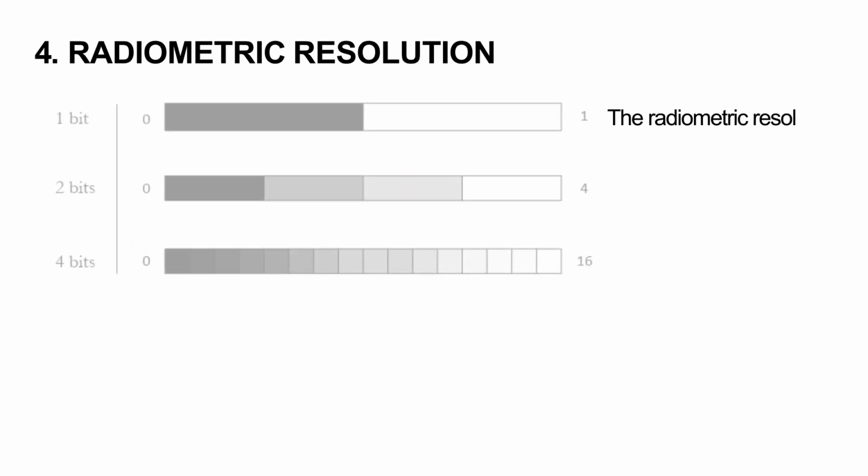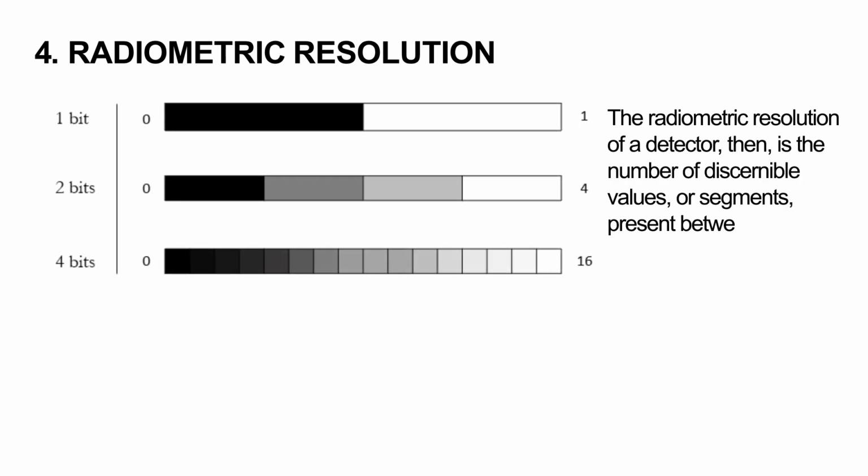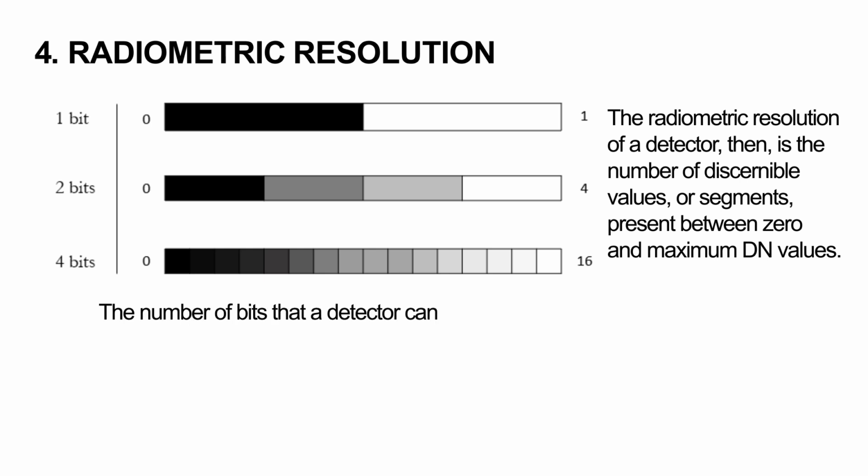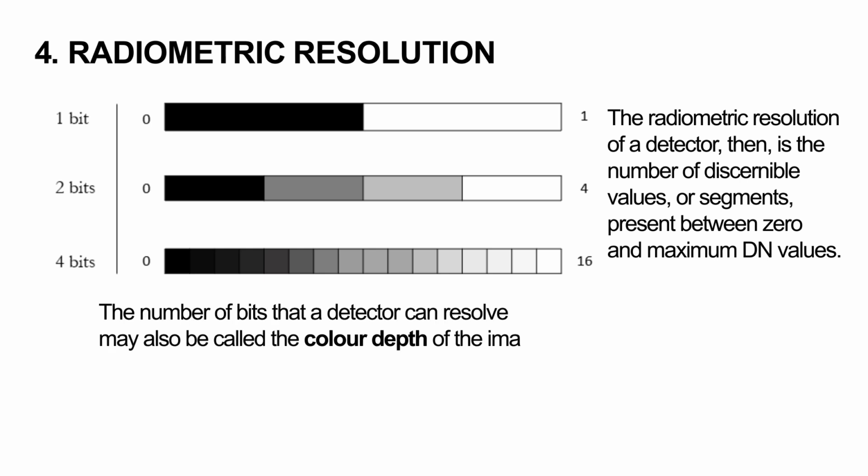The radiometric resolution of a detector, then, is the number of discernible values, or segments, present between 0 and maximum DN values. These segments are usually referred to as bits and can be mathematically represented as an exponent of 2, equation 2.3. The number of bits that a detector can resolve may also be called the color depth of the image.